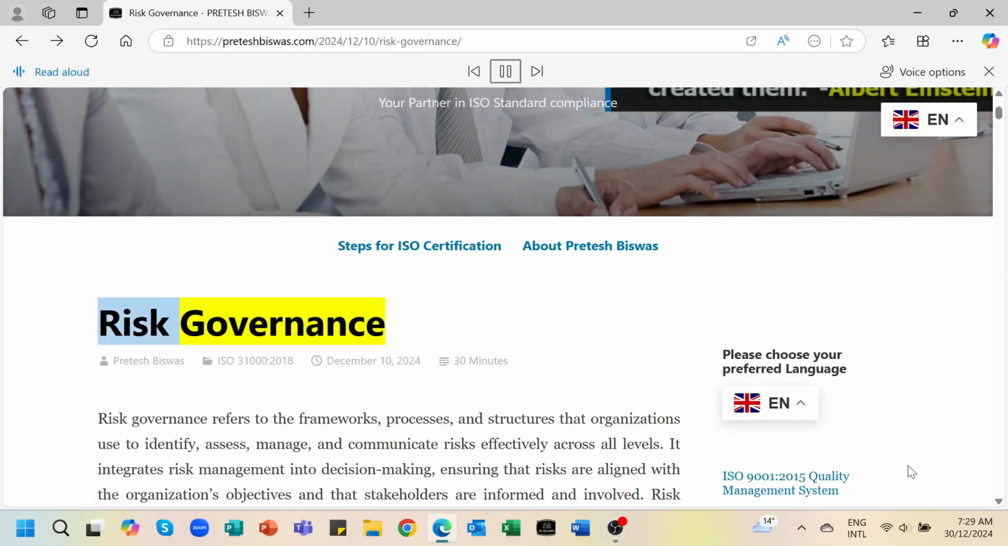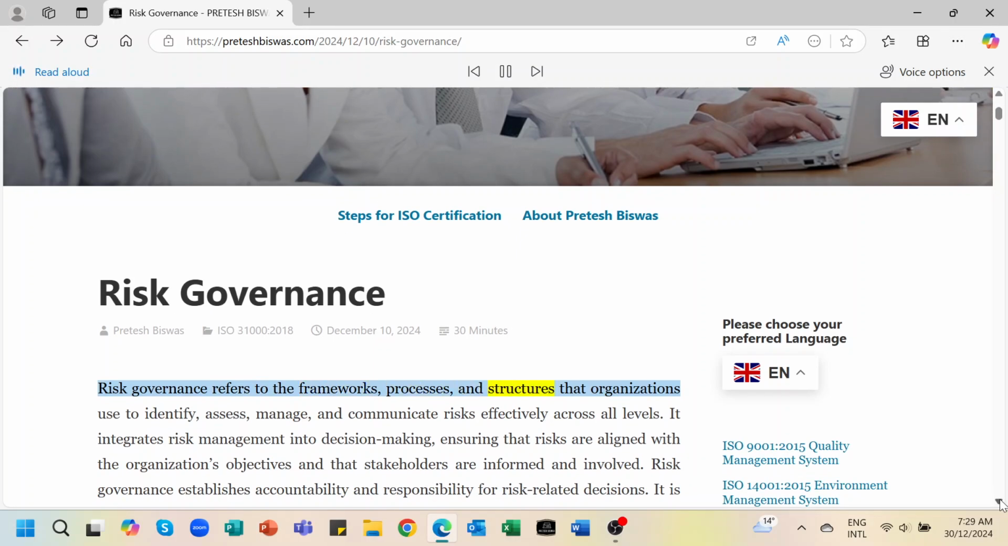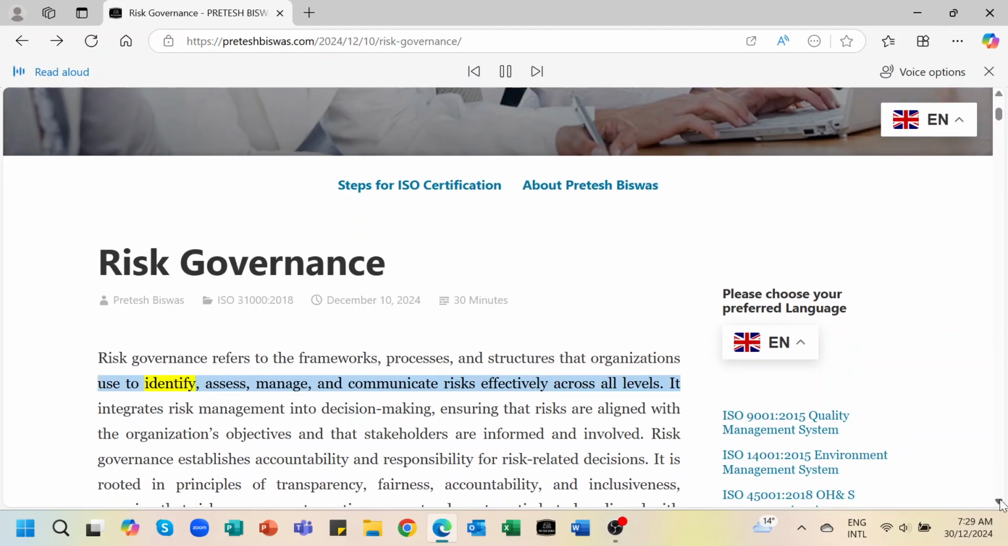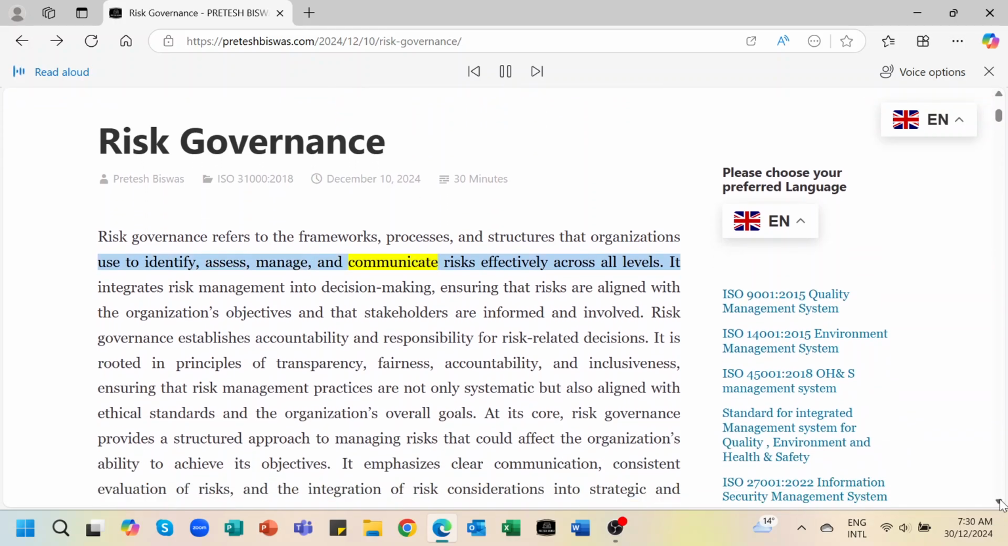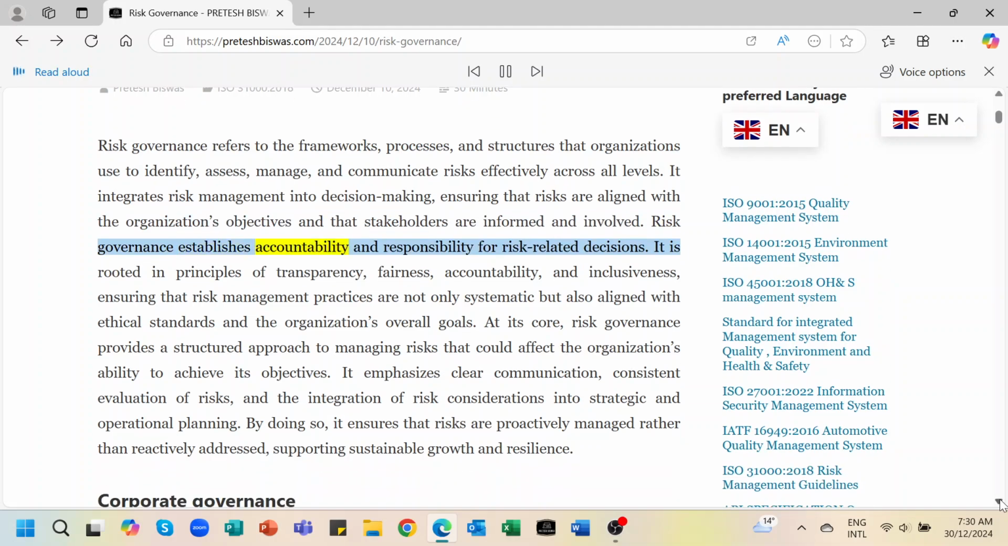Risk governance. Risk governance refers to the frameworks, processes, and structures that organizations use to identify, assess, manage, and communicate risks effectively across all levels. It integrates risk management into decision making, ensuring that risks are aligned with the organization's objectives and that stakeholders are informed and involved. Risk governance establishes accountability and responsibility for risk related decisions.